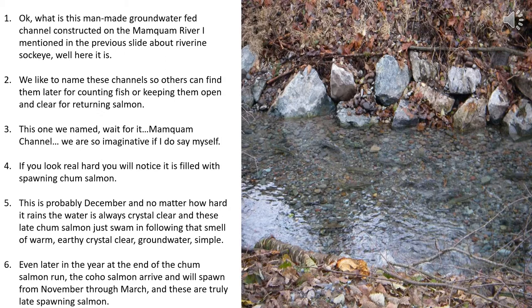Some of them have large angular rock on the banks that provide a couple of functions. One, it keeps the spawning fish from digging out the banks, which are made of finer materials and can degrade the quality of the spawning gravel and the spawning grounds. And also the large angular rock gives somewhere for wintering coho juveniles to hide. And a lot of them do in that angular rock. So this is the Mamquam channel.